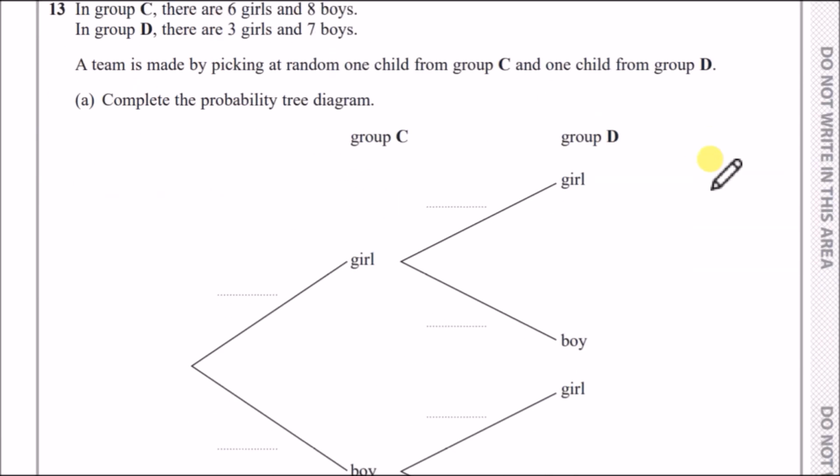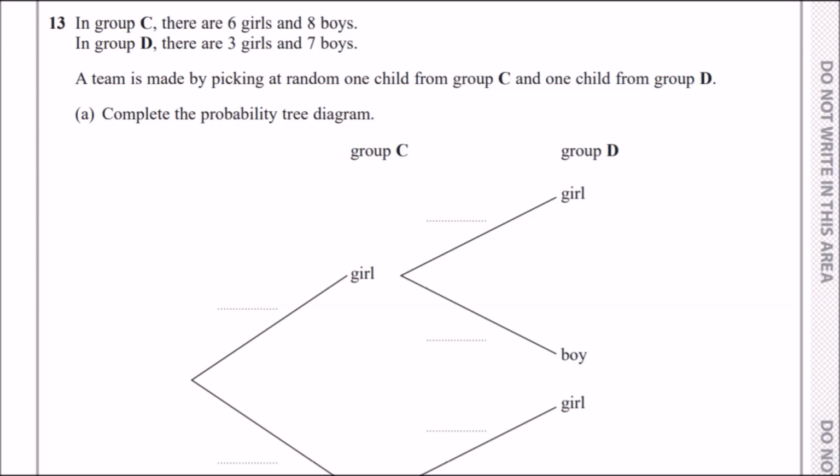So, okay, 13. Alright, so tree diagrams now. It says in group C, there are 6 girls and 8 boys.